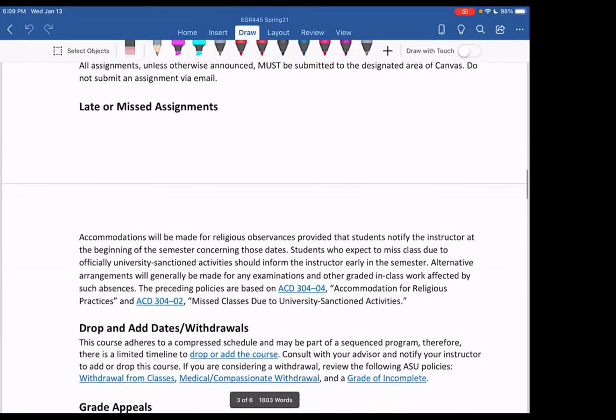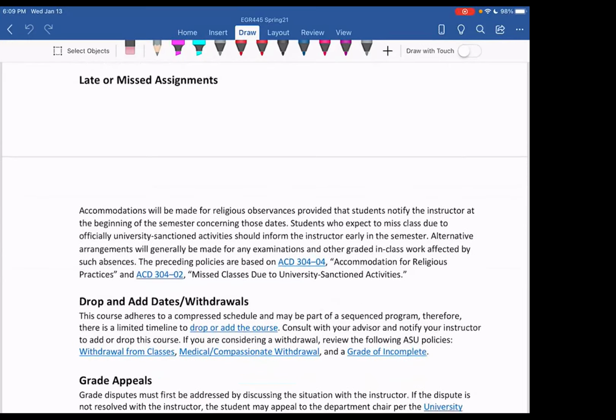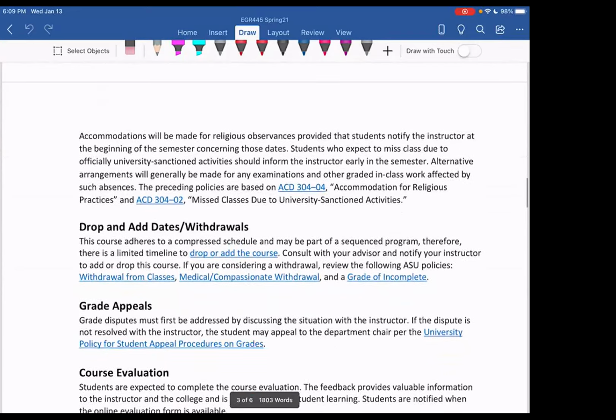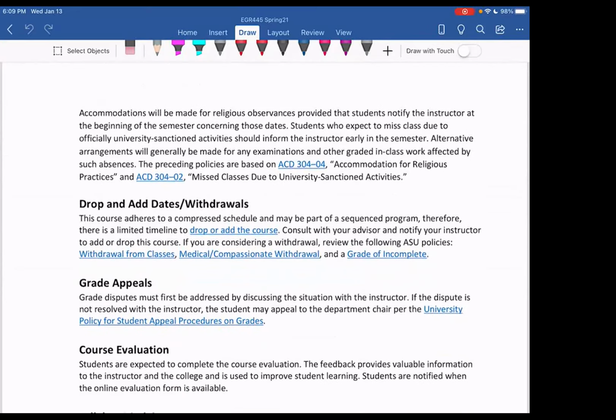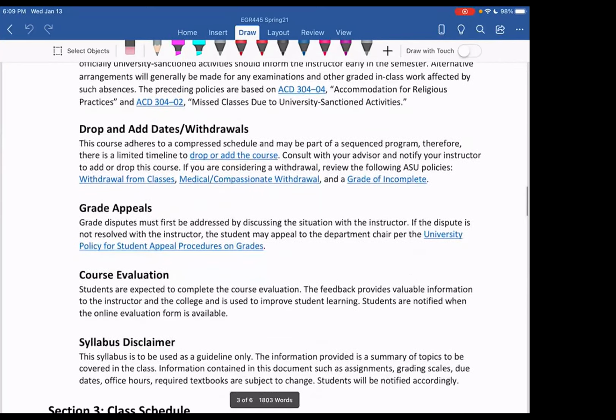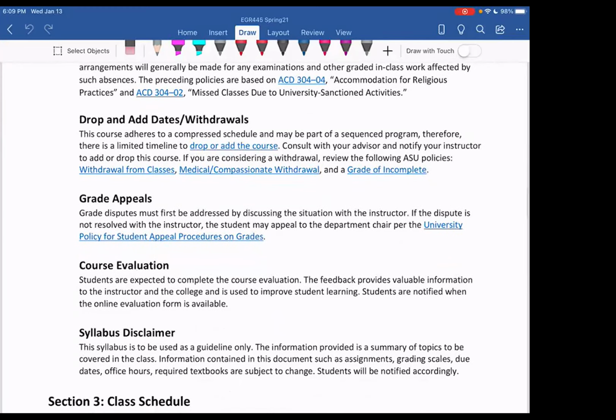Then be aware of drop and add deadlines, withdrawal dates. There is a process for a grade appeal, and please make yourself familiar with the grade appeal process. At the end of the course, please do the course evaluation.